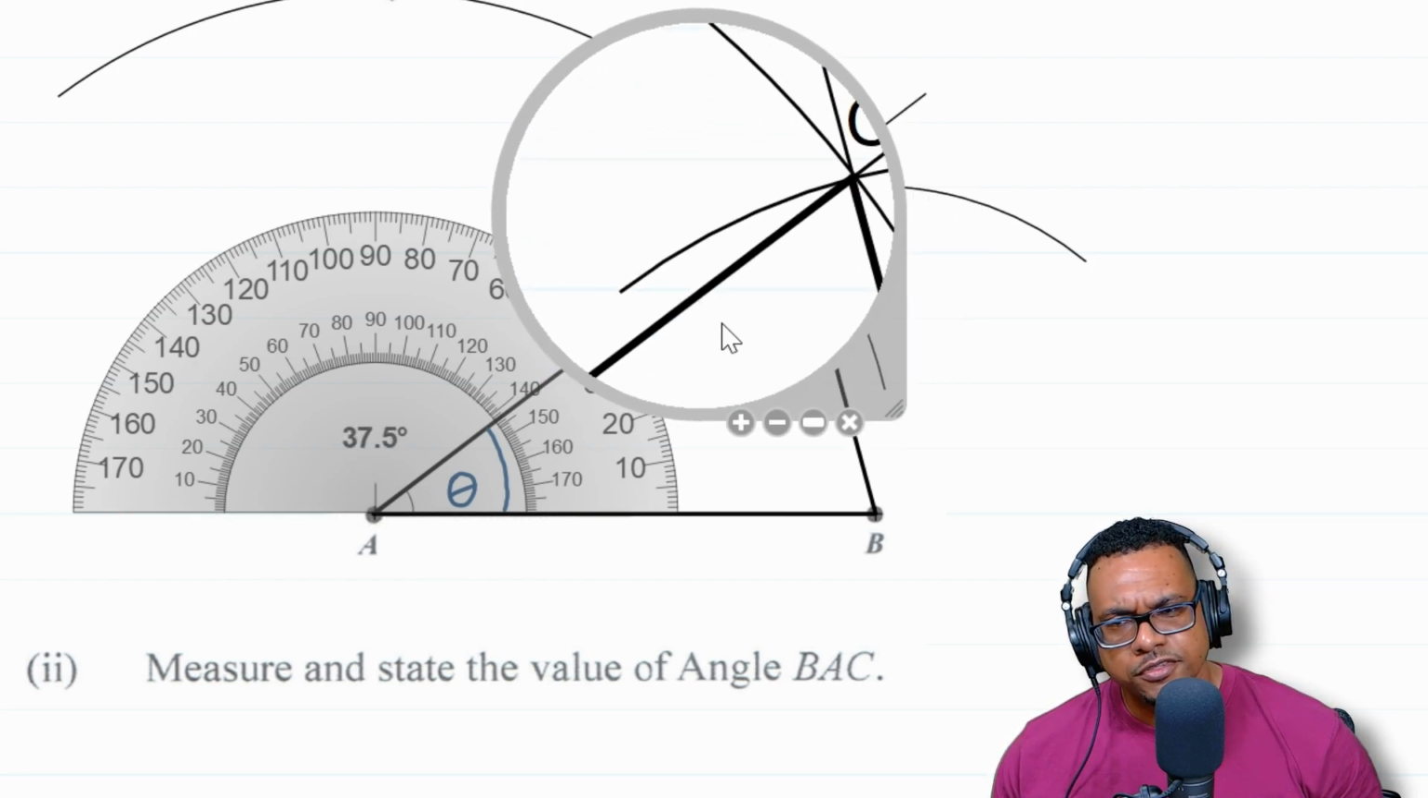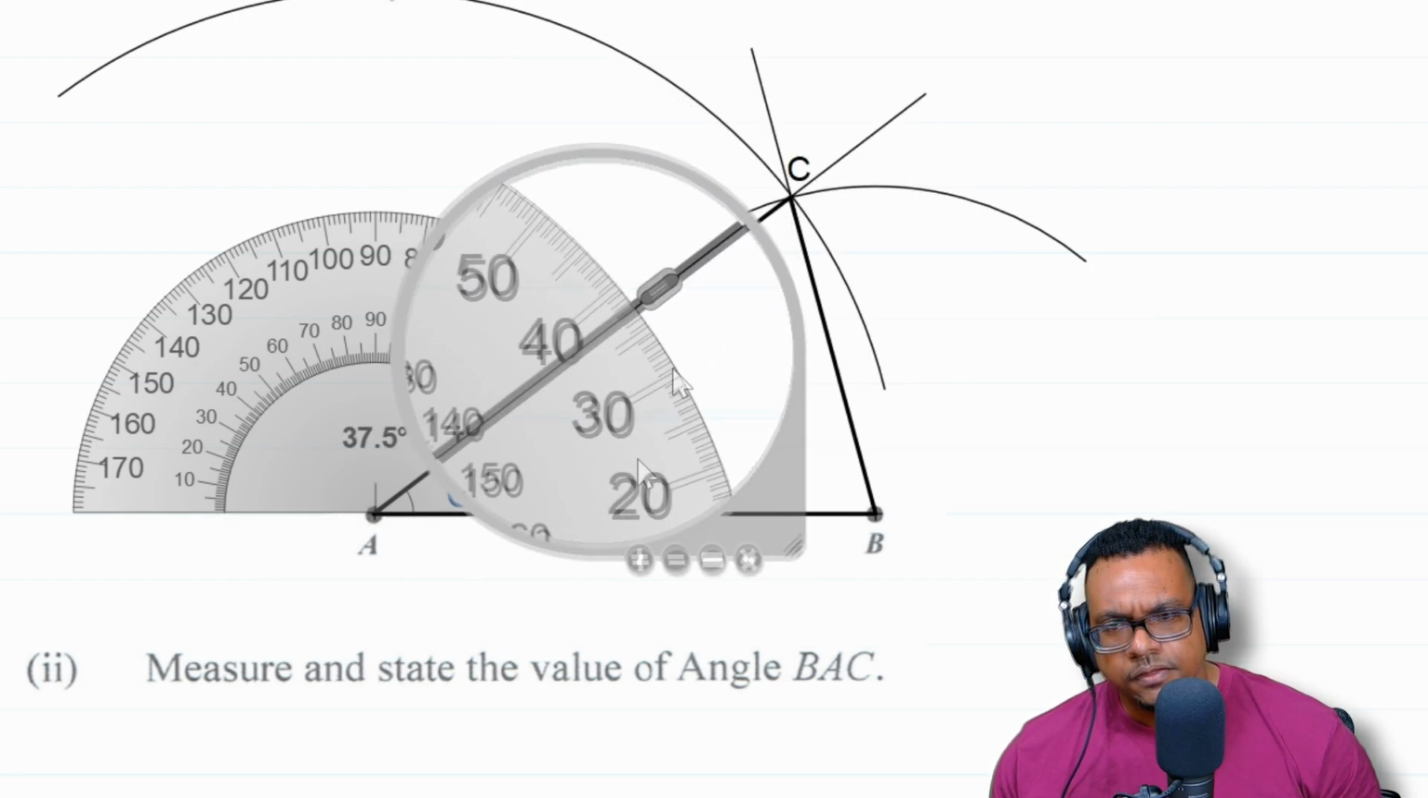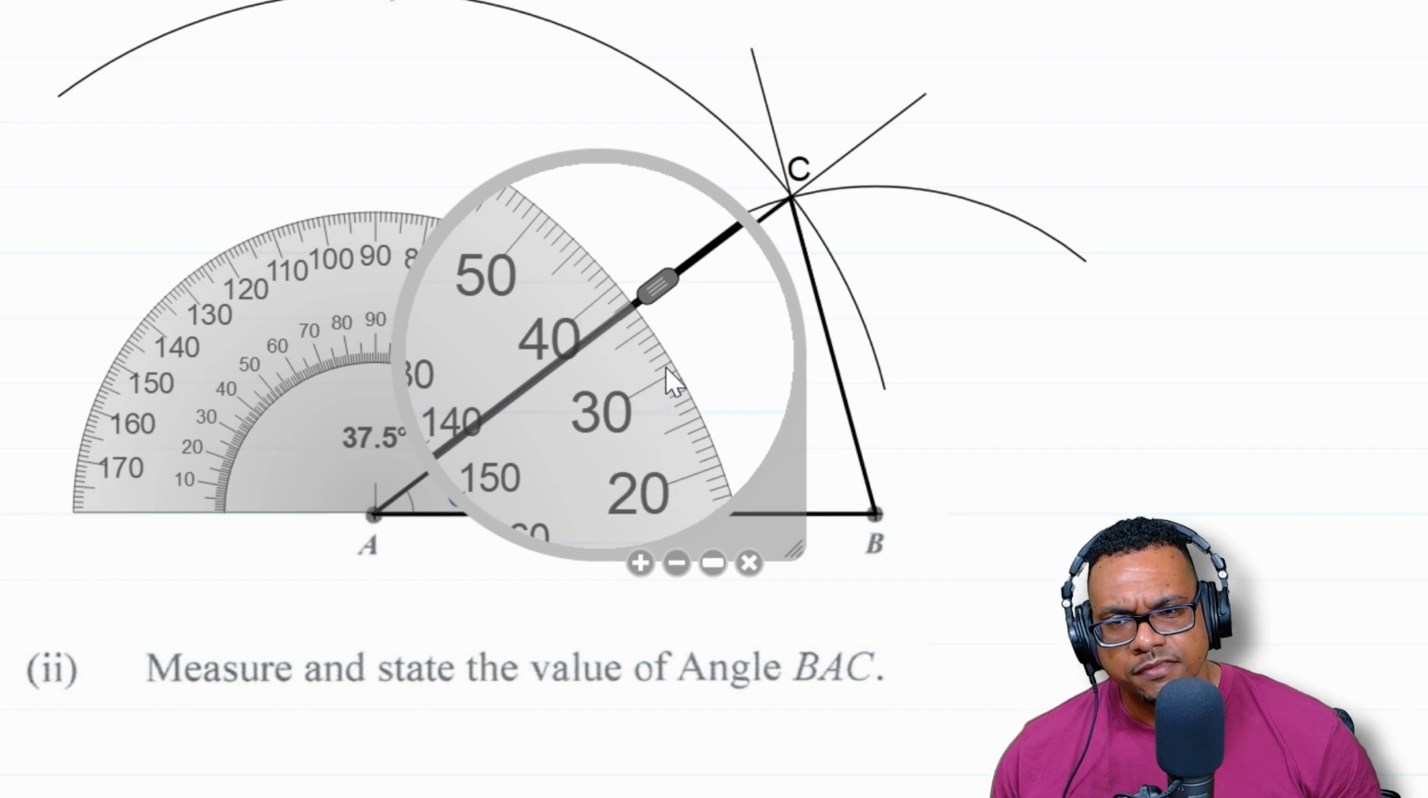37.5. If I use the magnifying glass, let's see. So here we'll have 30. We have 31, 32, 33, 34, 35. And then here's 36.